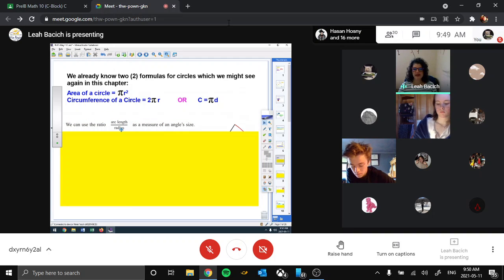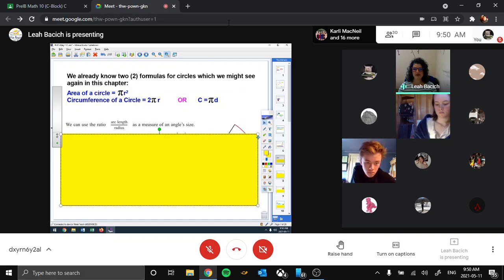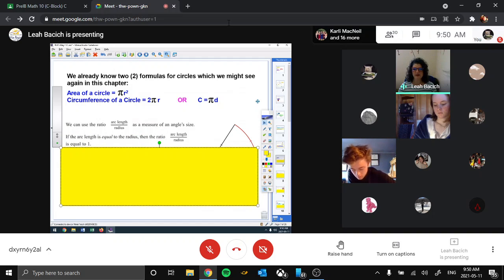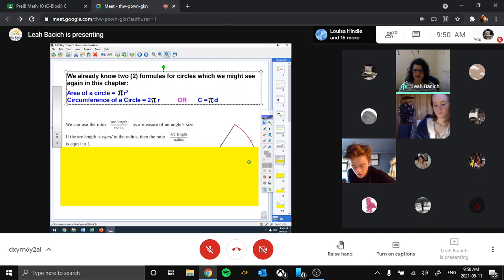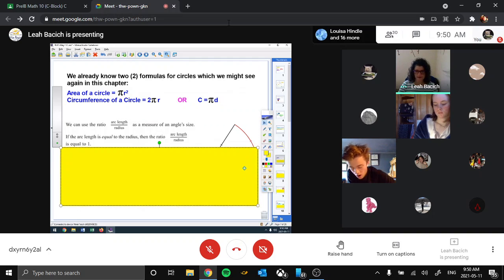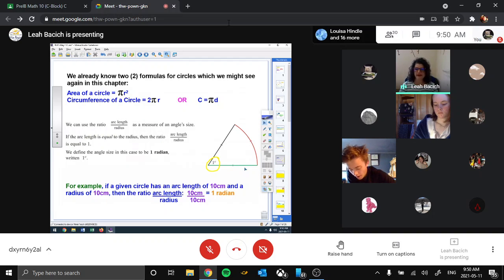So we can use the ratio of arc length to its radius as a measure of an angle size. So for example, in this diagram, what we have here is a sector.